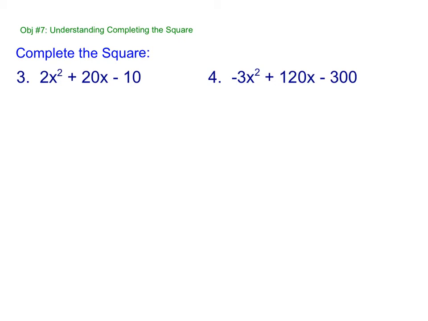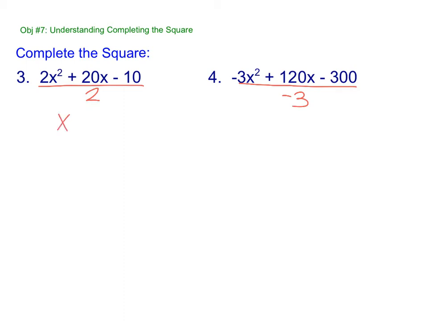All right, these are slightly different, but same process. So what's the problem here? We have a coefficient. You cannot complete the square when there's a coefficient. So we're going to do a GCF of 2, and over here a GCF of negative 3. So divide those out and then complete the square. Pause the video, try it on your own.